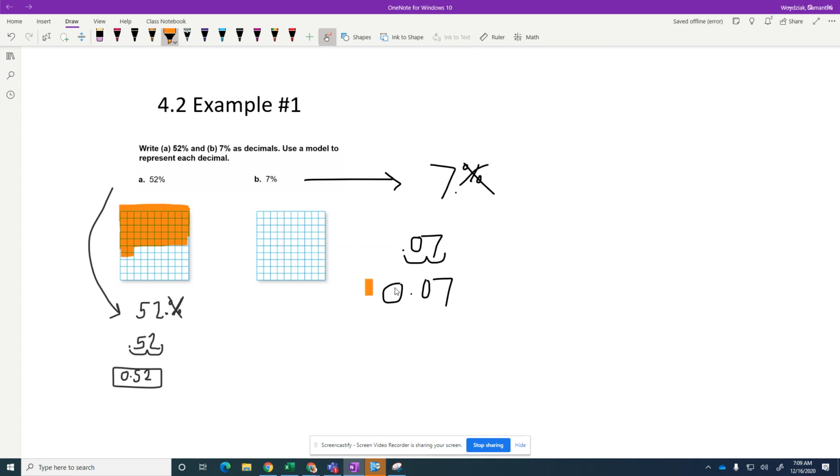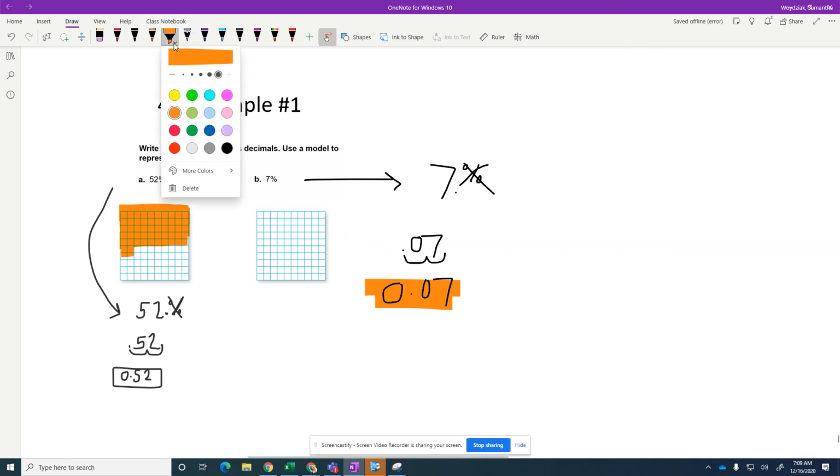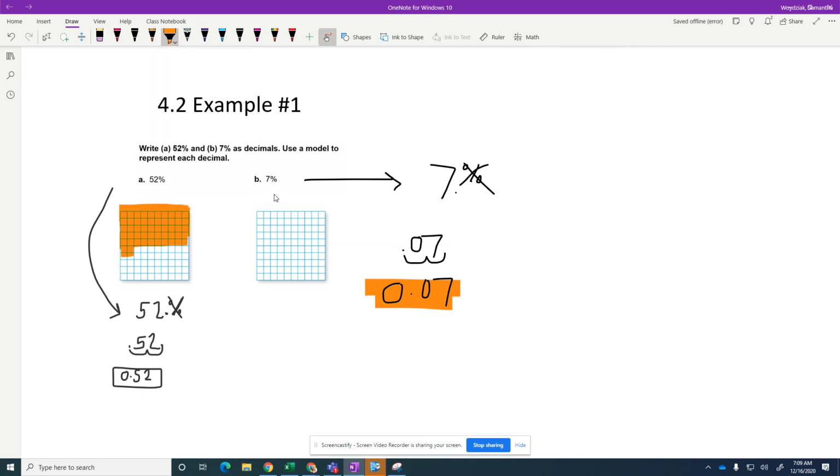So this is going to be 7% is the same as 7 hundredths. And when we fill it in, this is a little big, so I'm going to make it a little smaller. And it's going to be 7 of these filled in. 1, 2, 3, 4, 5, 6, 7. So 7% is the same as 7 hundredths. You would fill in 7 parts of that 100-piece model.